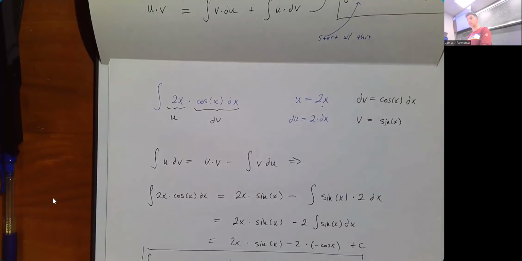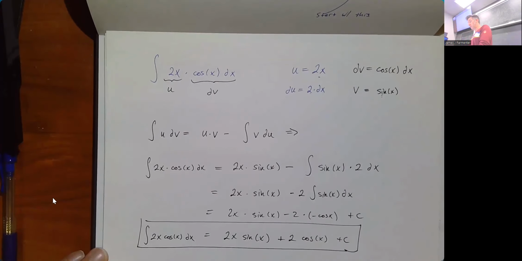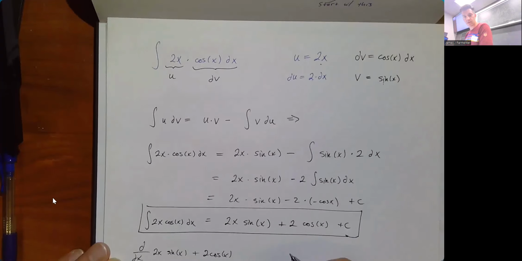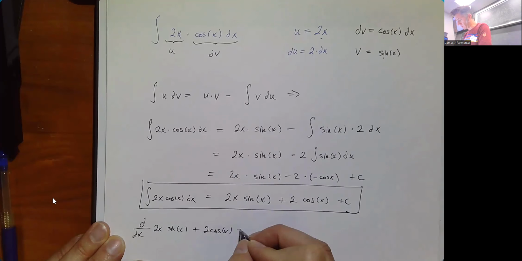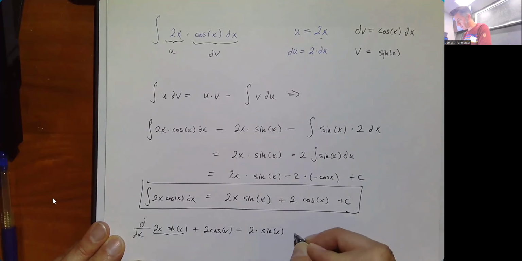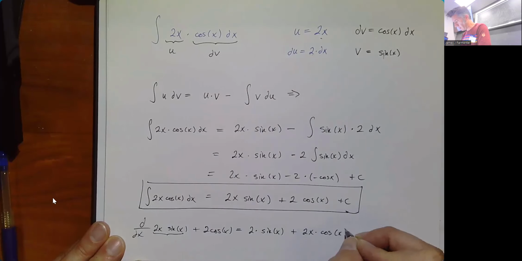And if you really want to convince yourself, you can do it by taking the derivative of this right hand side. The derivative of 2x sine of x plus 2 cosine of x is equal to, well, here I have to use the product rule. So it's going to be 2 times sine of x plus 2x times cosine of x. And then the derivative of 2 cosine x is 2 times negative sine of x.